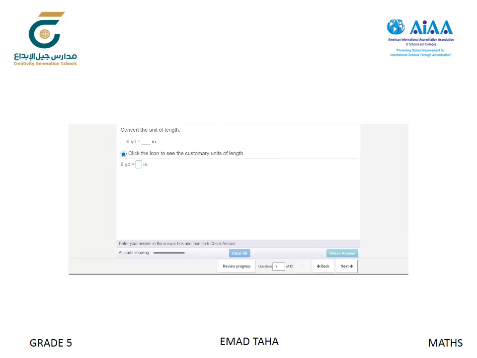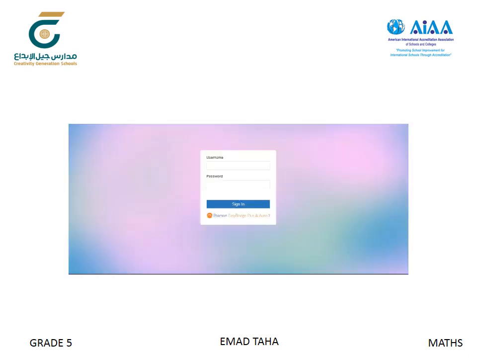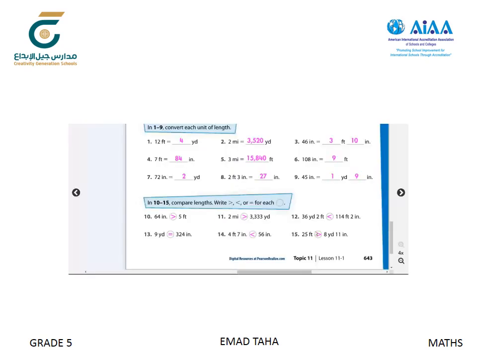Okay, so to check your answer during solving homework, you can check your answer when you're solving homework, page 643, and solve only the problems that include the units feet, yard, and inches.